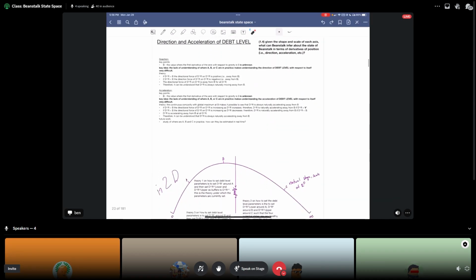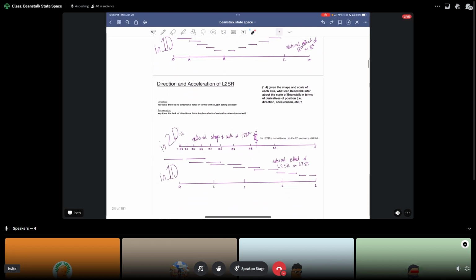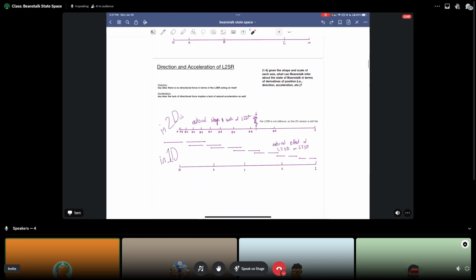So what does this look like for debt level? Similar, although we don't know the shape, but there's some point B at which there's upward force, and more upward force than downward force, right? So net positive upward force. And similarly, it accelerates, but we don't really know the shape of this axis, not nearly as much as price. And then L2SR, because it's flat, there's no directional force here.